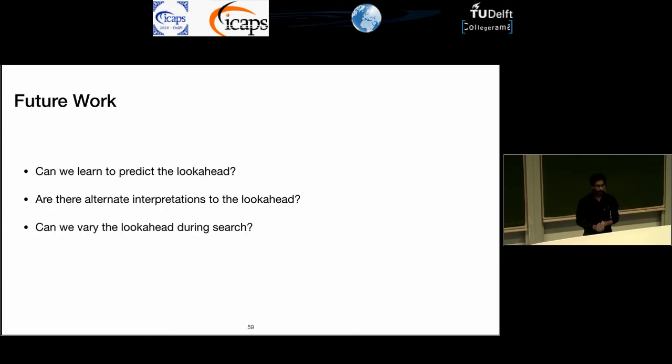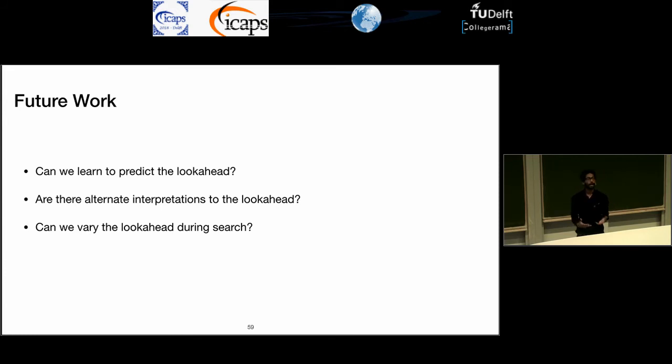This actually opens up a few interesting questions. What is the optimal look ahead? Can we learn it for different environments? And we actually notice and show in our paper that similar environments have a look ahead in a small neighborhood. So given a class of environments and tasks, would it be possible to learn the optimal look ahead and predict it?